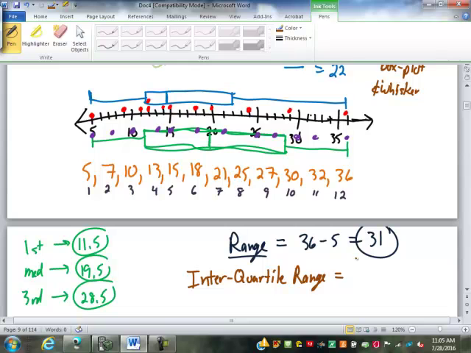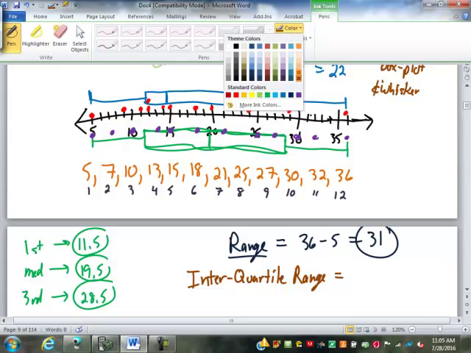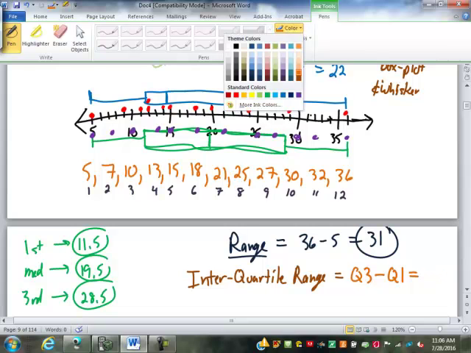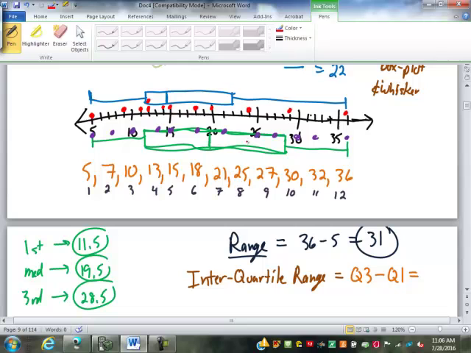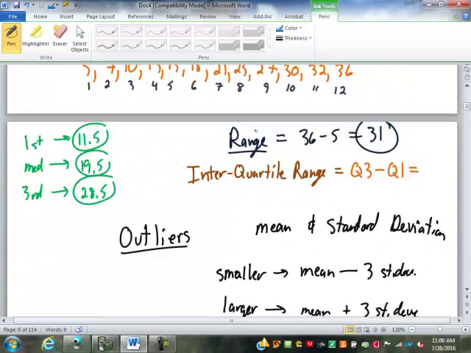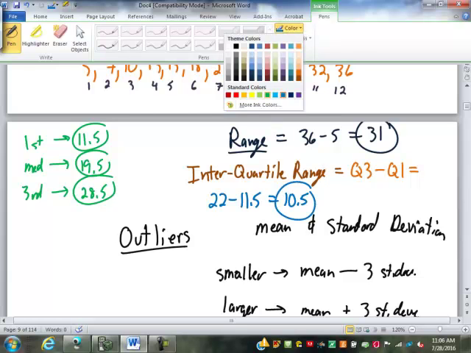What the interquartile range is, it is simply the third quartile, Q3, minus the first quartile, Q1. So for our top set there in blue, that would be 22 minus 11.5. It's going to give us 10.5 as our interquartile range.